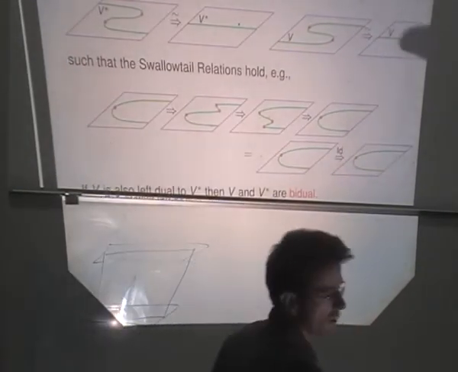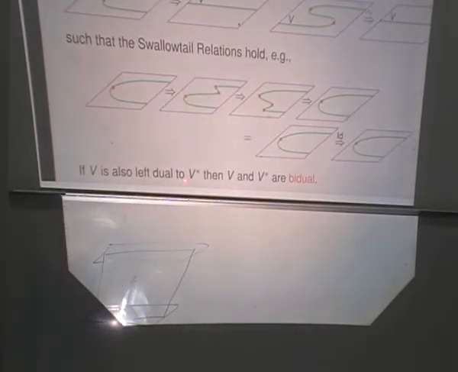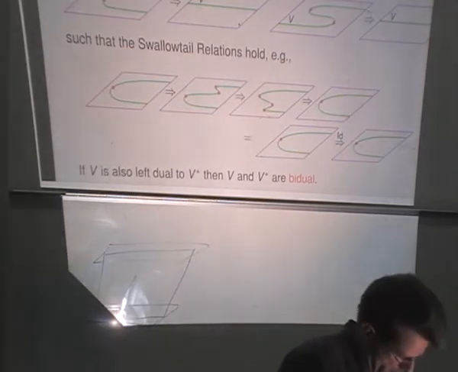as in the one-category case, if V also has a left dual, if V is also left dual to V star, we say that there is a bidual.